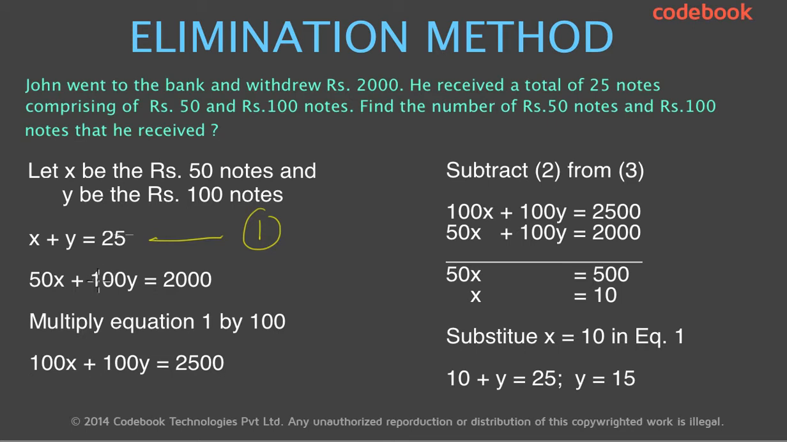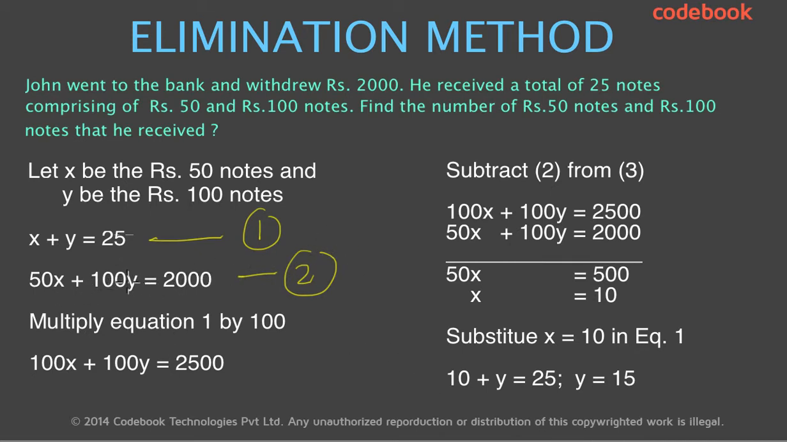But we also know that the value of all these notes combined is equal to 2000 rupees. So 50 times x plus 100 times y is equal to 2000. This is equation 2. If we multiply the number of 50 rupee notes with 50 plus the number of 100 rupee notes with 100, and add them, you will get 2000 rupees.